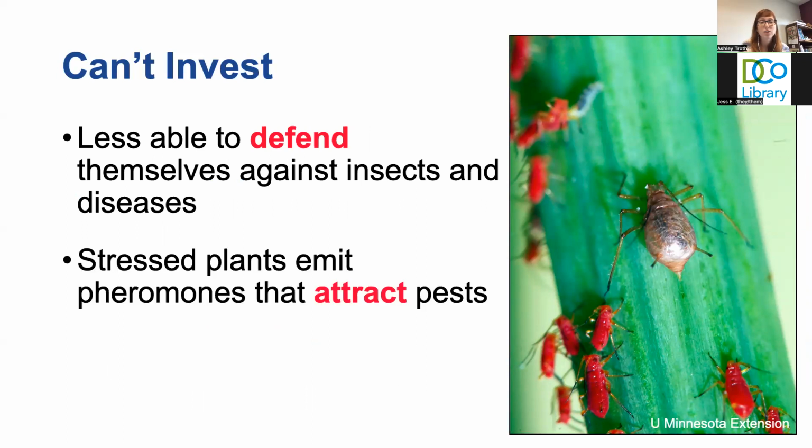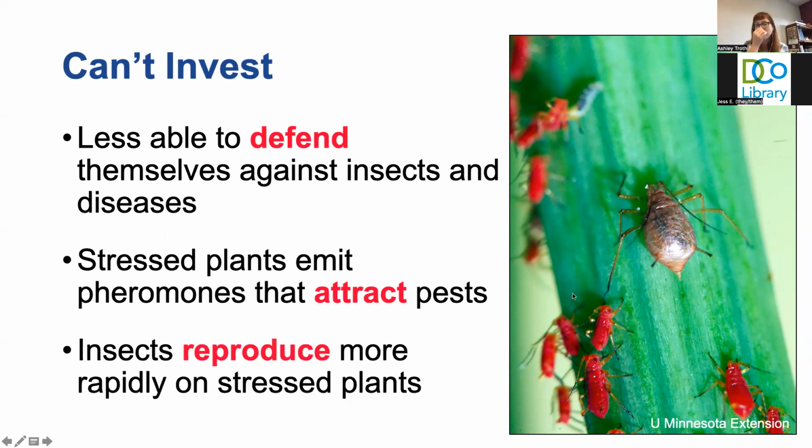Stressed plants actually also emit pheromones that attract pests. So aphids and other things like that are really, really smart. They have figured out what a stressed plant smells like, right? And so they're drawn in by that. Insects often reproduce more rapidly on stressed plants as well. It's part of their adaptation, right? So when the eating's good, they know to move even faster.